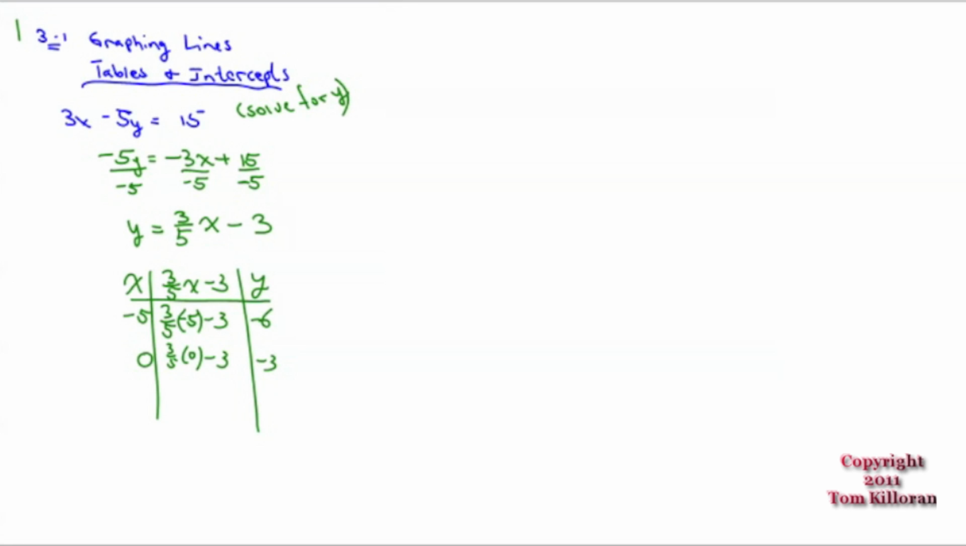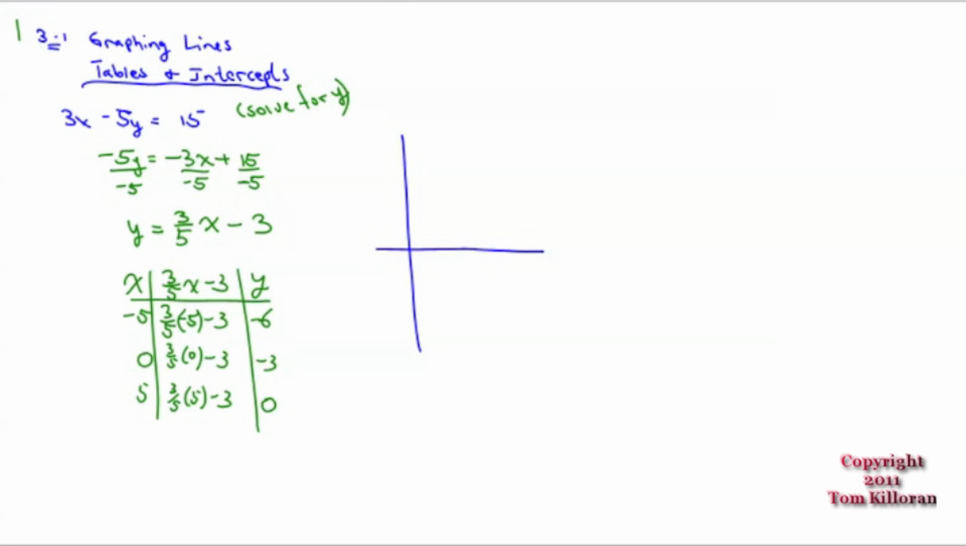All right, next point. 5. Yeah, sure, why not? 5, 3/5 of 5 is 3. 3 minus 3 is? Now that's 0. What is that one called? When you have 5 comma 0? That's an x-intercept. So this one has a y-intercept and an x-intercept that we can find rather quickly. And then we just have to sketch it.